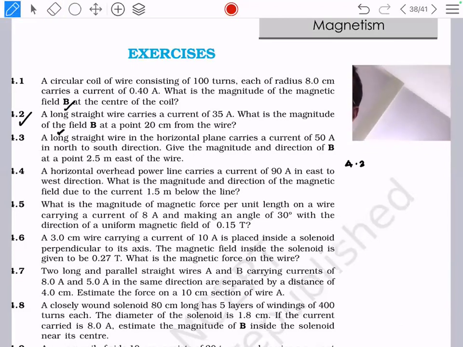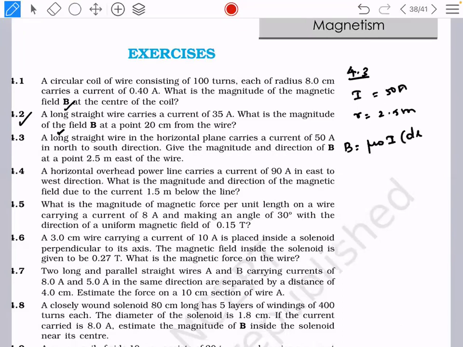4.3 is long again. Carries a current of 50 ampere in the north to south direction. Give the magnitude and direction of B at a distance 2.5 meter east. So B is equal to mu naught I into dl vector cross r vector, but here there is no dl cross r. It is going to be the same formula, mu naught I divided by 2 pi r.